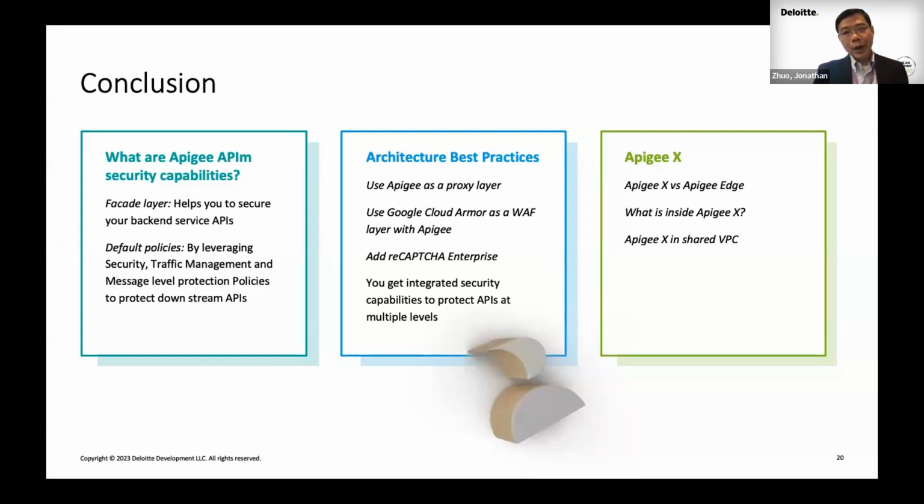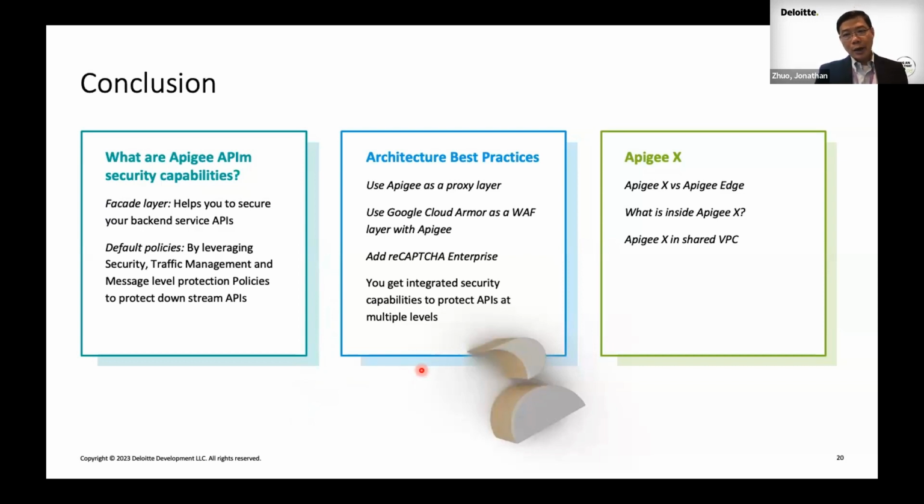First, Apigee is a platform for developing and managing APIs by adding a proxy layer to your service. Apigee provides a facade that helps you to secure your backend service APIs. You can use different security mechanisms in an application. Apigee has out-of-the-box default policies to secure your APIs. For example, they have security policy, traffic management policy, and message level protection policy, as we described before.